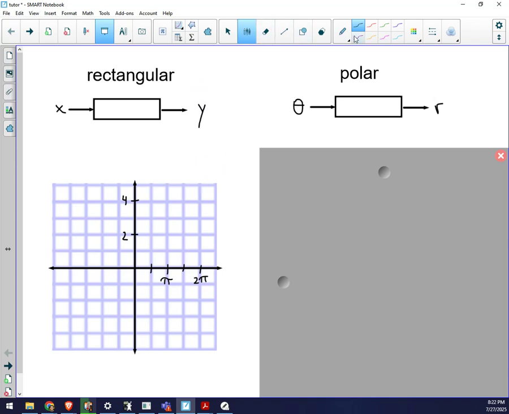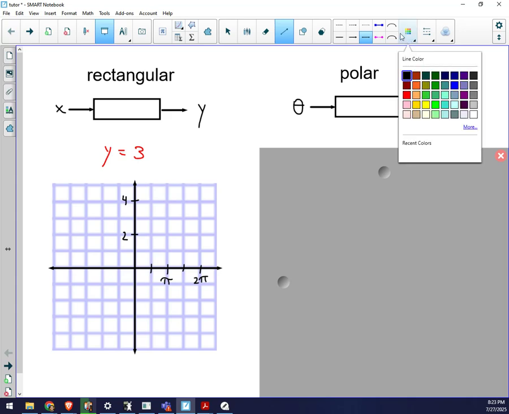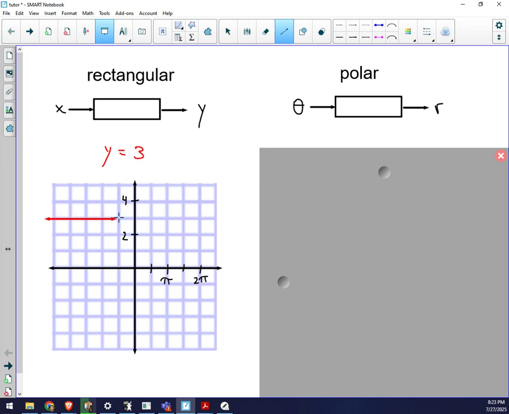So suppose we have the simple function y equals 3. Well, on the rectangular coordinate plane, that's just a set of points. Every point on the coordinate plane that has a y-coordinate of 3, which just forms a horizontal line.